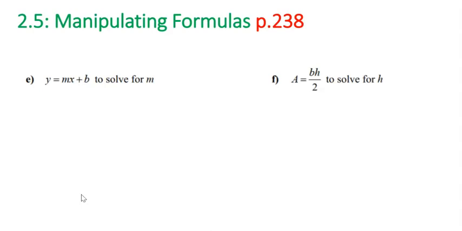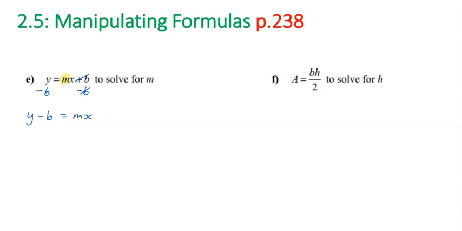For E, we have y is equal to mx plus b. This is actually a formula for equation of a line. We'll get to that later in the course. We're going to solve for m. So again, we're going to focus on where is m. m's right here. So we're going to get to mx before we can actually get to m. So how do we isolate that mx term? Well, we're adding b to it, so we need to take away that b. So we're going to get rid of that b there, and we're going to do the same thing over on the other side of the equal sign. So we're going to have y minus b is equal to mx.